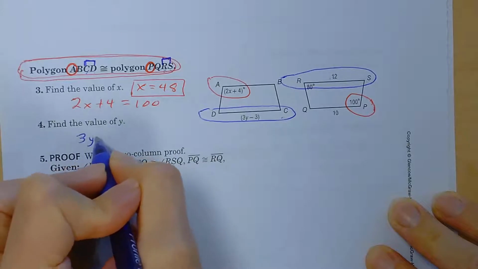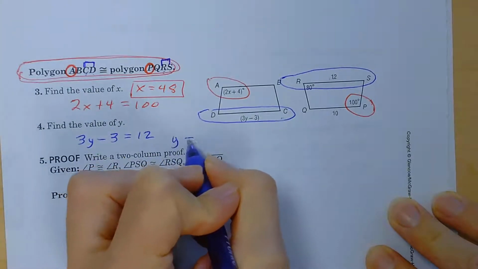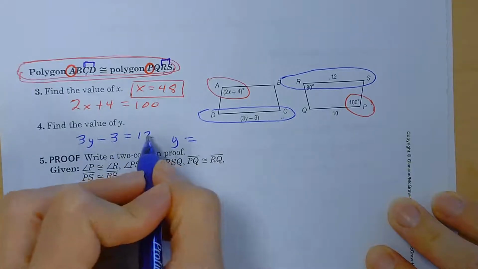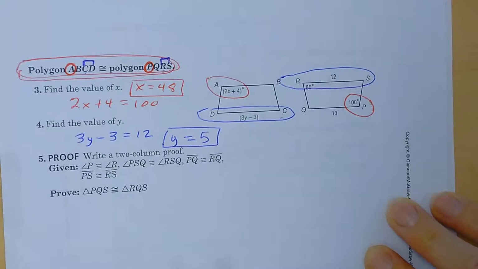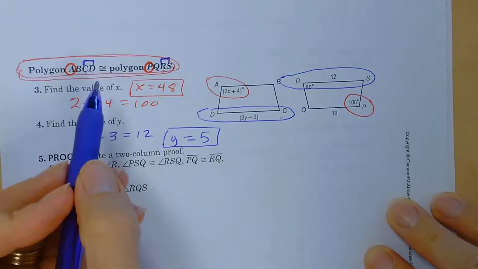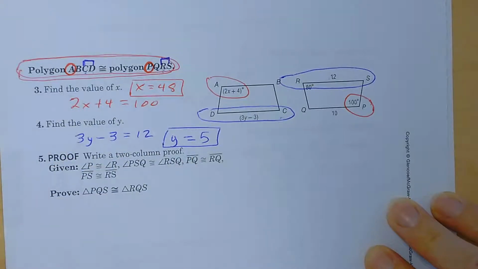So I'm going to set 3y minus 3 equal to 12, and that's going to be 3y equals 15, so y would be 5 when I solve that. So that's what you do when you have a congruent statement. You just have to make sure you match up all the pieces based on where the letters are so that you know what equations to set up.